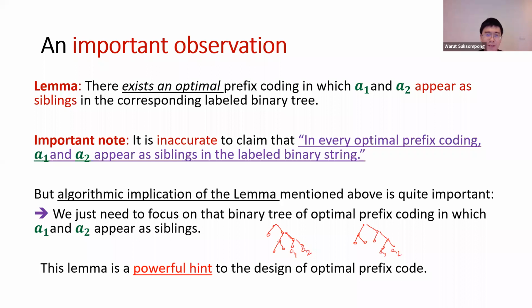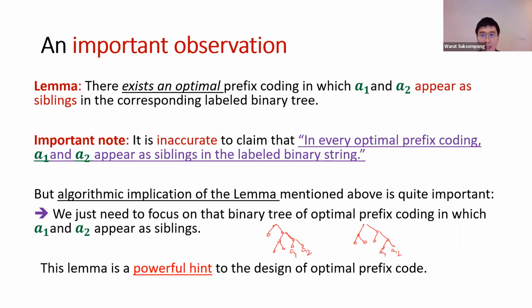And the idea of the Huffman coding is that once we know A1 and A2 are siblings, we can combine them. We treat them as one character, and we combine their frequencies. We just add them up, and now this is one character. And then we repeat the same process with the remaining characters.